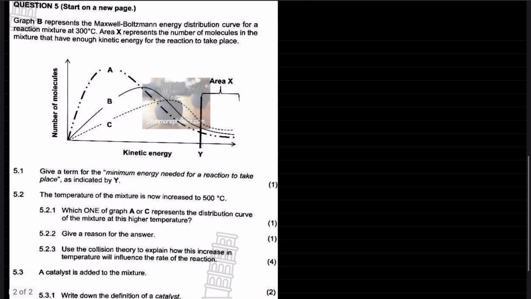Let's take a look at the long questions. Graph B represents the Maxwell Boltzmann energy distribution curve for a reaction mixture at 300 degrees Celsius. So this is our original. Area X represents the number of molecules in the mixture that have enough kinetic energy for the reaction to take place. So area X, let's highlight that in, let's go with this color.